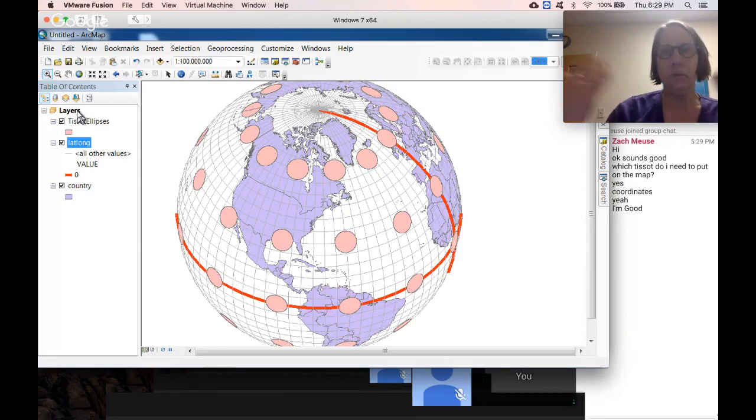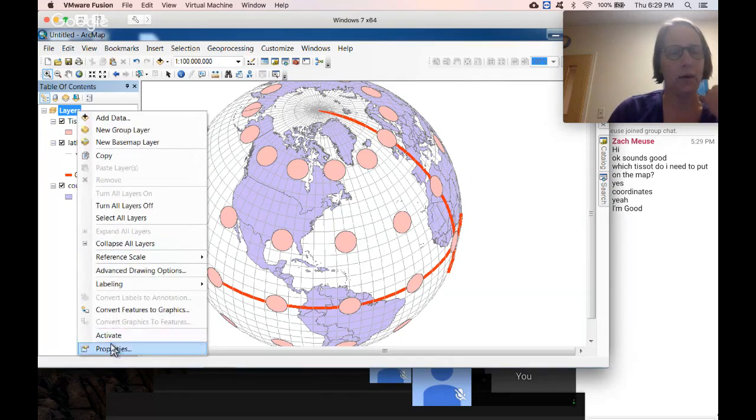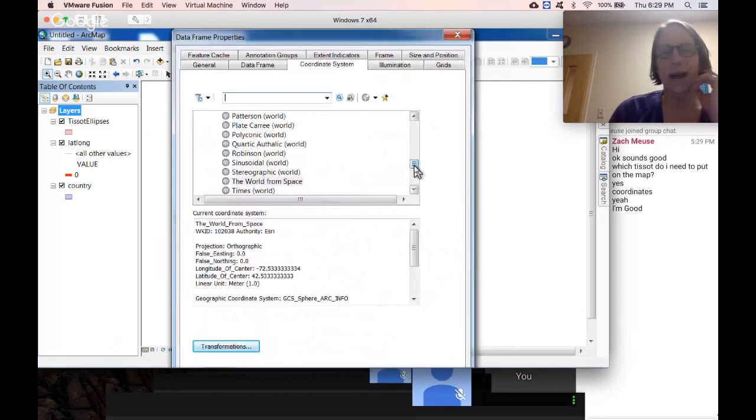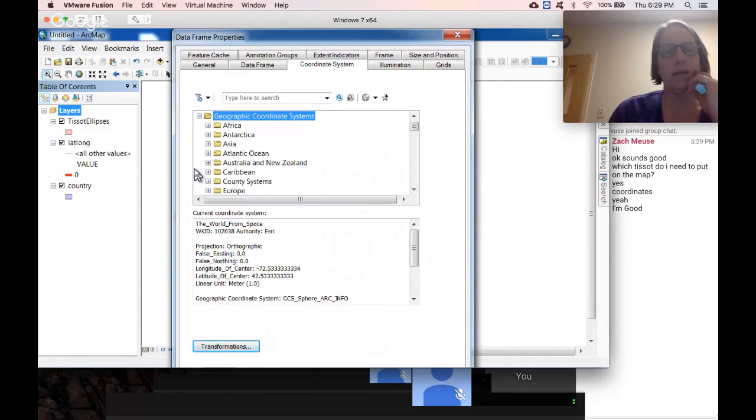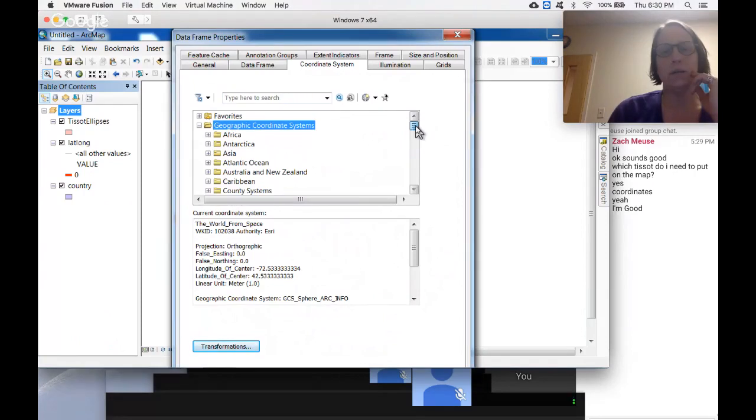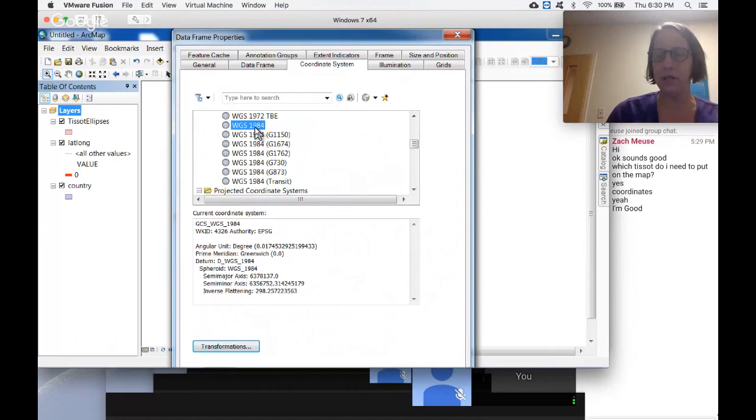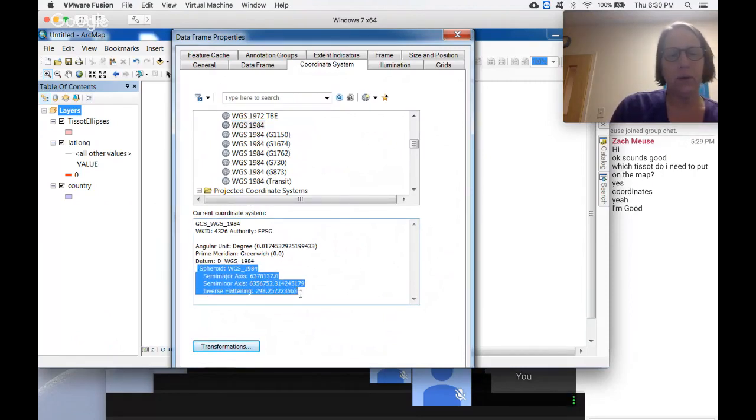Now I'm going to remove my projection. We've been looking at the round globe now. I'm going to right-click on the word layers and choose properties. And I'm going to go back to the geographic coordinate system. So I'm going to expand that. For right now, I just want to use a world geographic coordinate system. I'll use WGS 1984. I mentioned that earlier. And if we look down here, it's based on a spheroid. So this is a geoid based on a spheroid with these dimensions.